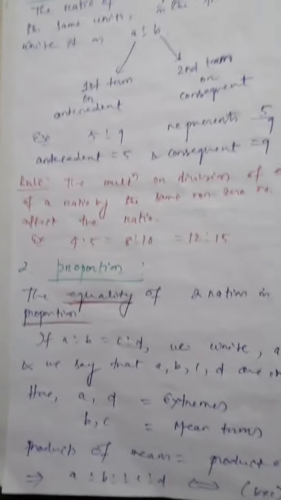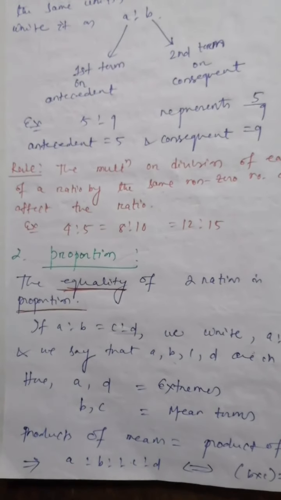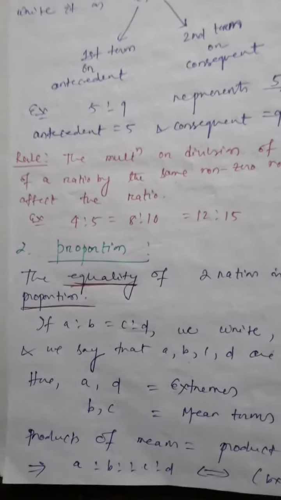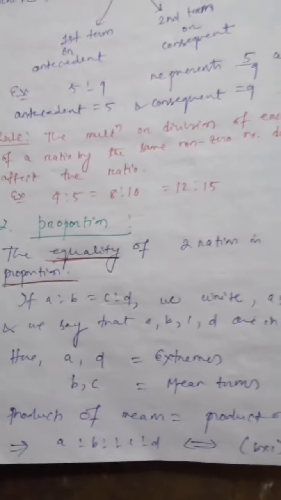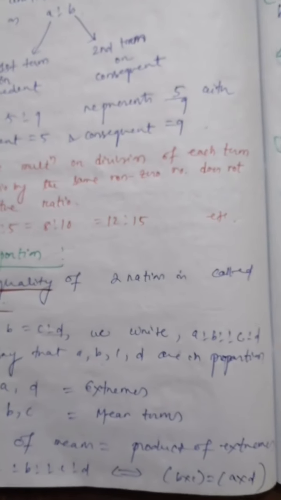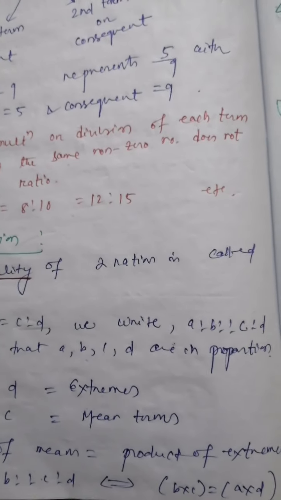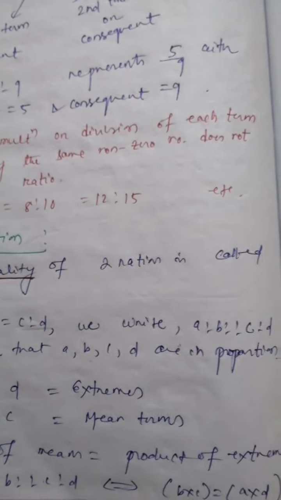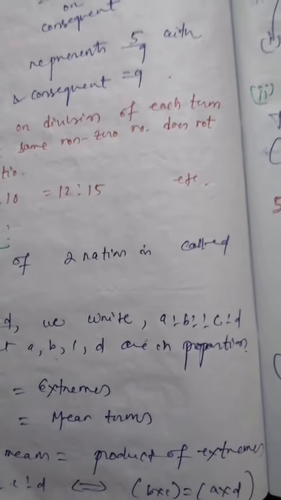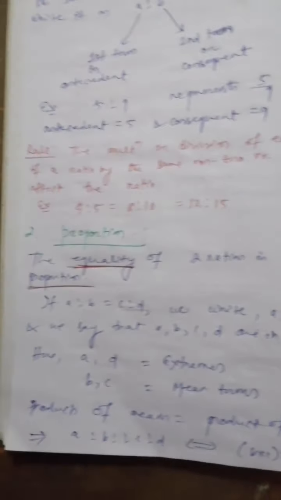Fine. Next, point number 2 defines what a proportion is. The equality of two ratios is proportion. So the term to remember is equality, right? Equality of two ratios is proportion. If A is to B equals C is to D, we write A is to B proportion C is to D, and the middle symbol is used for the proportion. That means 4 dots, as it is represented here. Fine. And we say that A, B, C, D are in proportion.